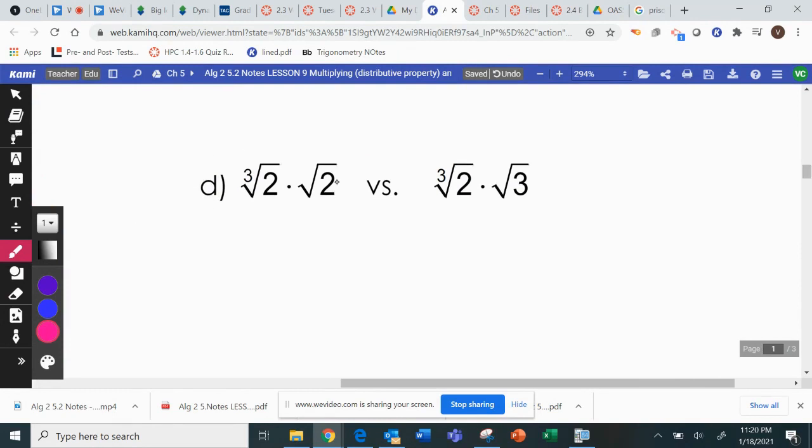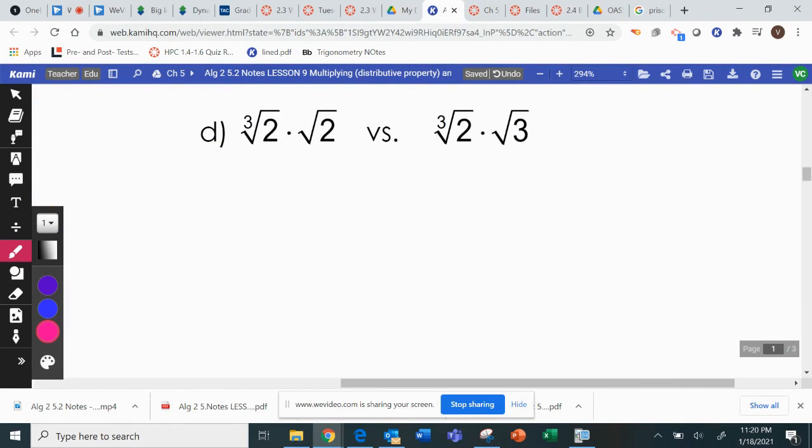Here we've got 2 questions for the price of 1. Cube root of 2 times square root of 2. These are not the same index numbers. So I could change it to 2 to the 1/3 multiplied by 2 to the 1/2. So I can use my multiplying like bases rule, which says you can add the exponents.